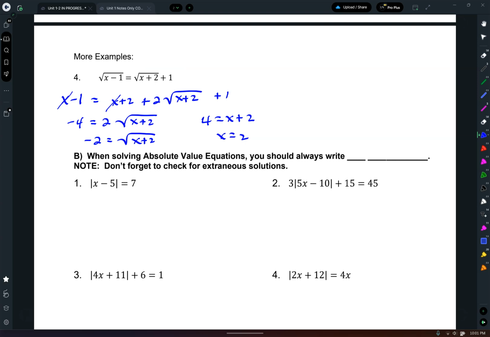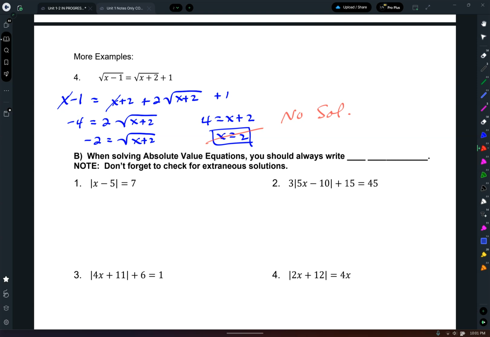If I plug in a 2 for x, I'm going to get square root of 1 is 1. On the other side, I'm going to get square root of 4 is 2 plus 1. So that's my solution, but it does not work. I can do a quick check to show that does not work. And since that was my only solution and it was extraneous, I'm going to say no solution. Okay.